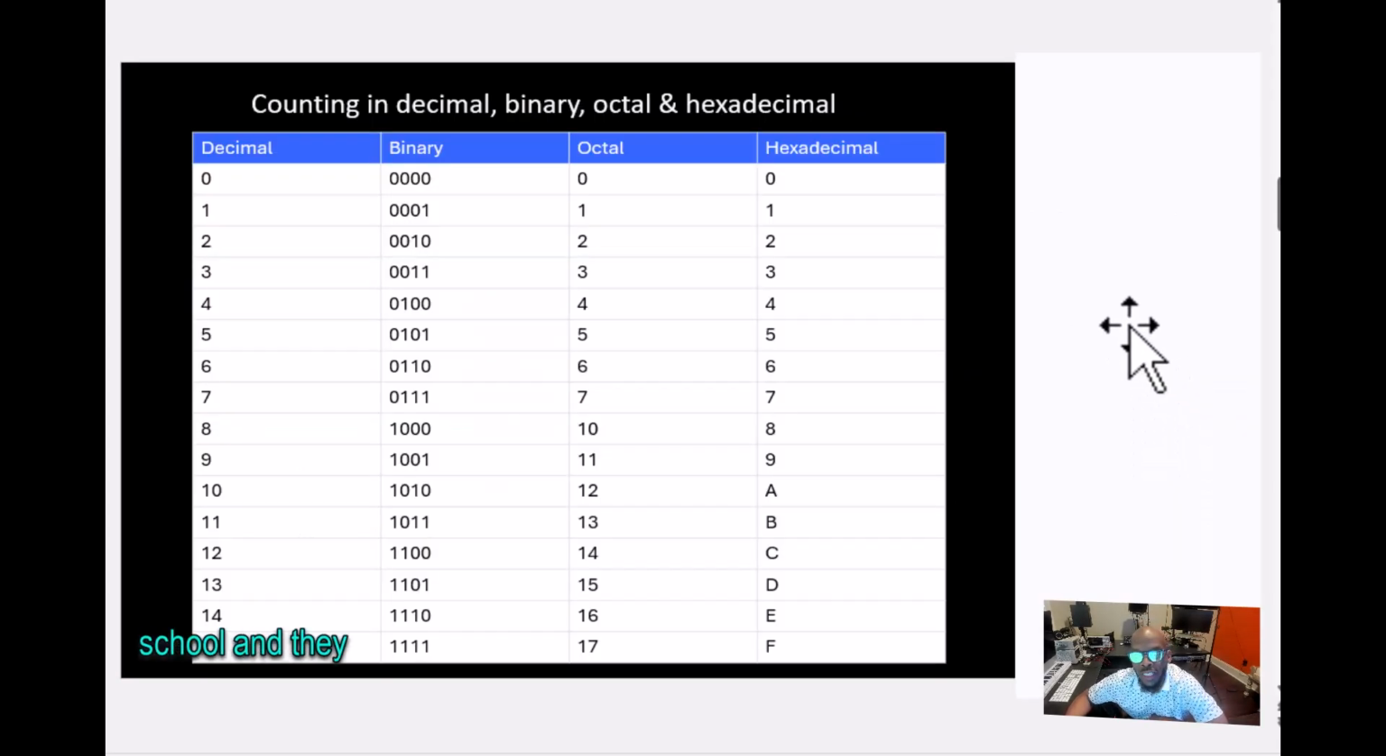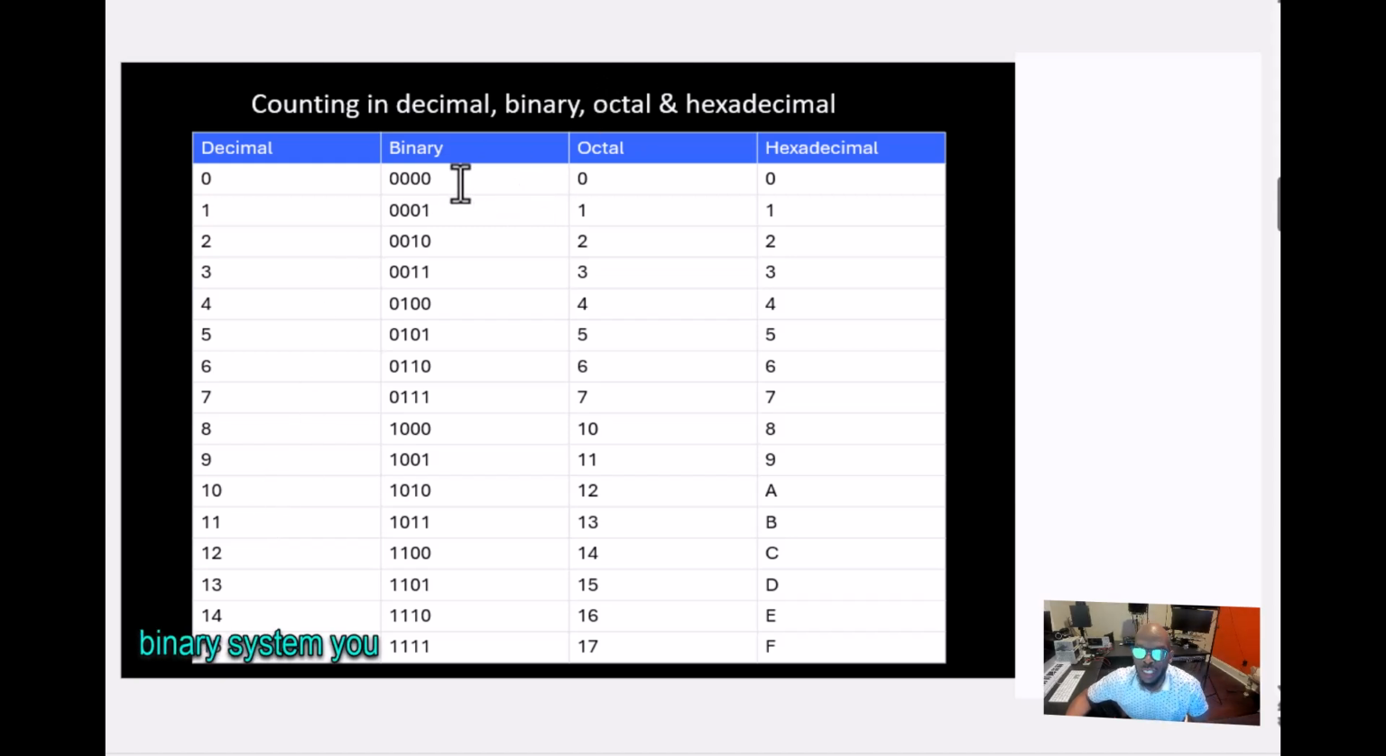Remember when you were in grade school and they taught you how to count? Well, in each system, it's kind of similar. So you started off with decimal, 0 to 9. Since there's 10 digits in the decimal system, then you started over with 10 and went to 19, then you started over with 20 and so on and so forth.